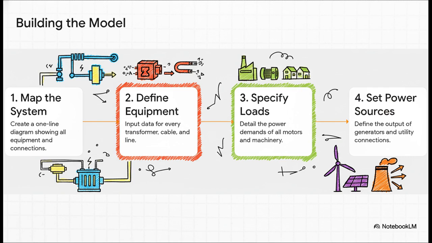Every transformer's impedance, which is basically its resistance to alternating current, every cable's rating, everything. Third, you have to define all the loads. That's how much power every motor, every light, and every server is going to pull from the system. And finally, you define your power sources, whether it's the main utility grid or your own on-site generators.